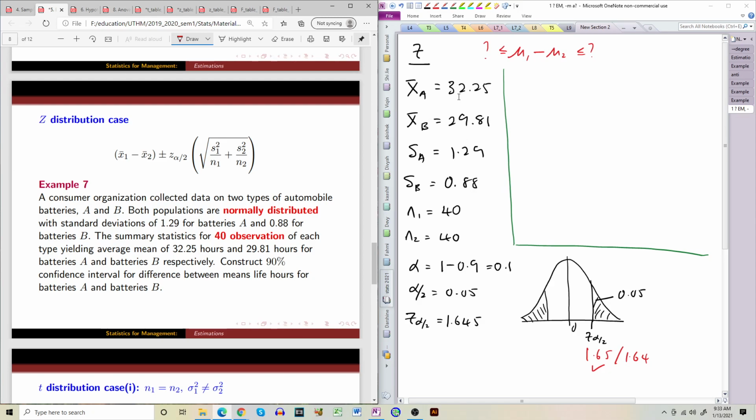So after I get all this information, I'm going to substitute inside the formula. My x1 is minus 29.81. Okay, the plus minus I should write here, but do I have place? Okay, maybe I can try plus minus.